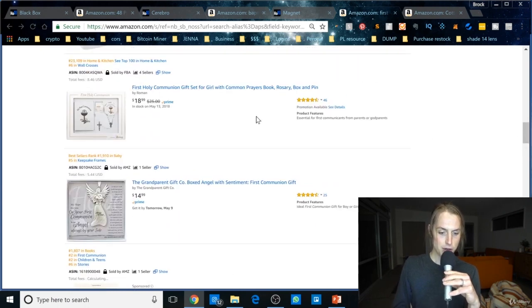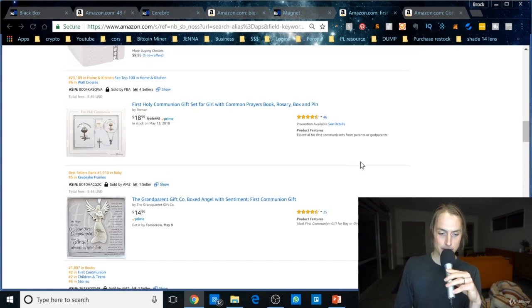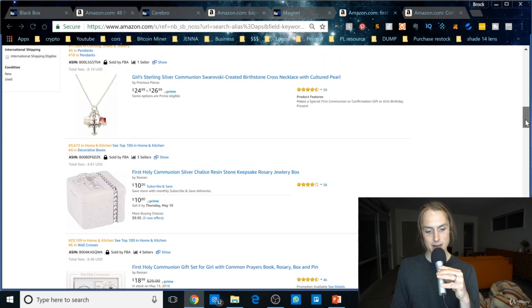So there is this first communion gift set right here. So a little prayer book with a rosary. There's also a necklace here, it appears.